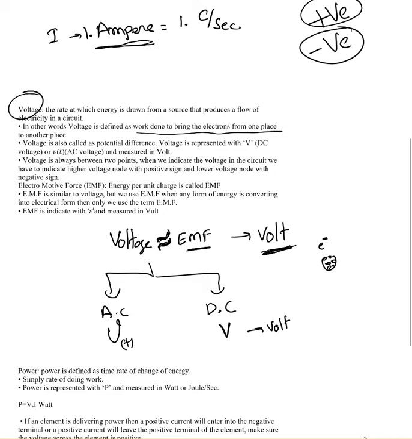Voltage also comes in two types: AC voltage and DC voltage. DC is always a capital letter V. AC is always a small letter with suffix t. Both are measured in volt.